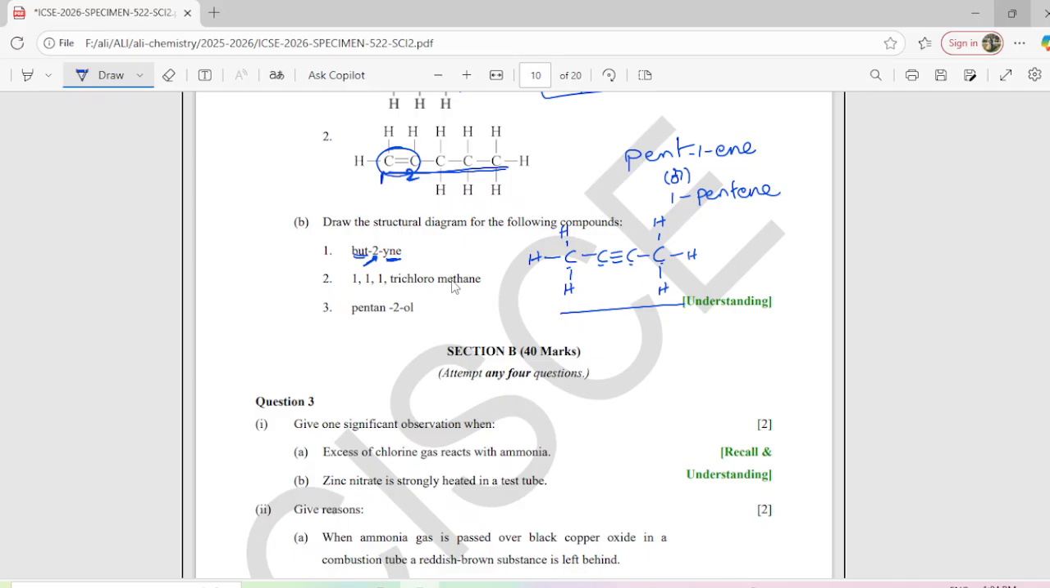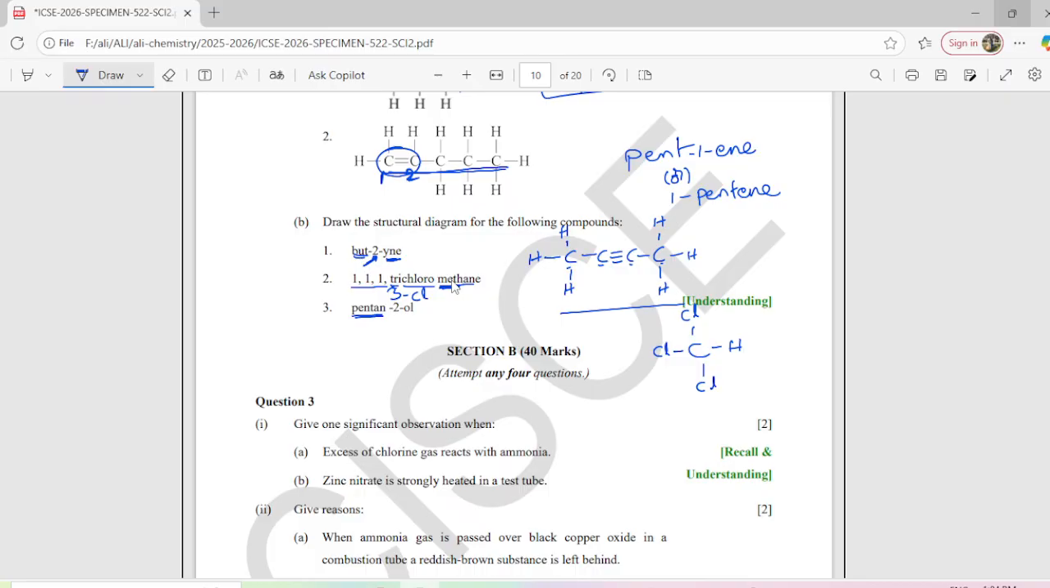Then second one is 1,1,1-trichloromethane. So here the root word is meth, so you are taking only one carbon, and the one carbon must have 4 bonds. Out of these 4 bonds you have trichloro. Tri means 3. Trichloro means 3 chlorines. So out of these 4 bonds, 3 bonds are filled with chlorine and the remaining will be just one hydrogen. So that is called 1,1,1-trichloromethane. Because all chlorines are on the first carbon, it is 1,1,1.